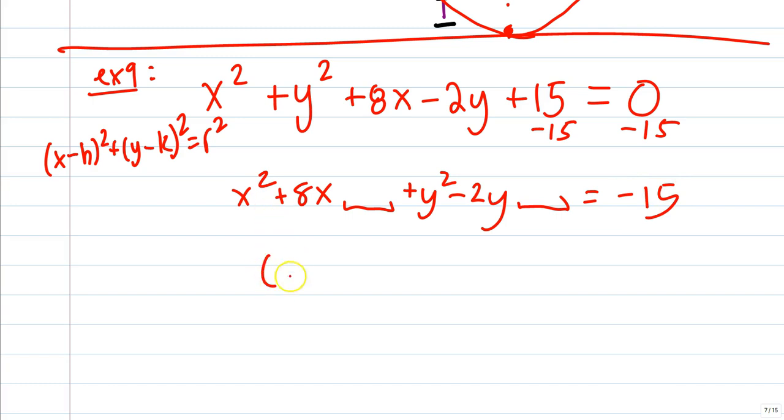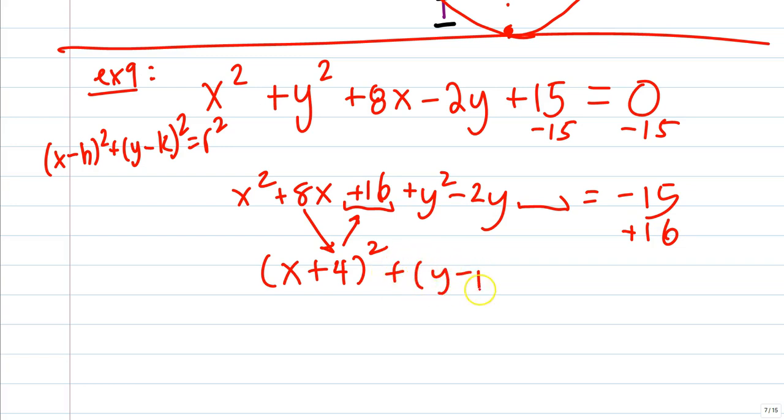What's my perfect group for x? Half of 8 would be 4, so we add 4 times 4, but what I do to one side, I do to the other. What is it on this side? Well, let's see, how about y minus 1? That means they're adding, looks like 1 to both sides. So we get 2. That's it.